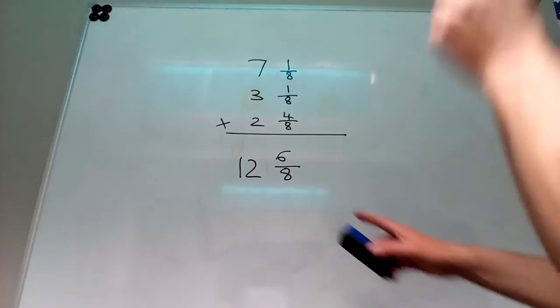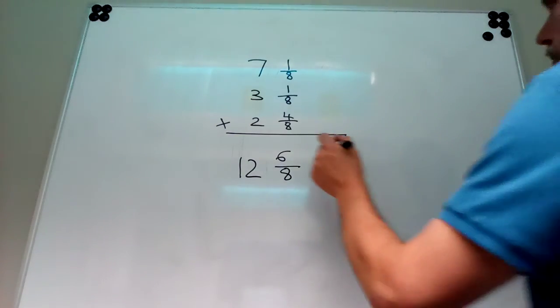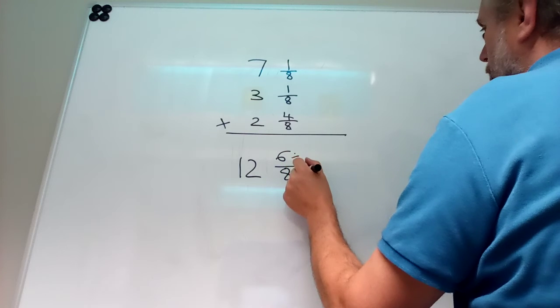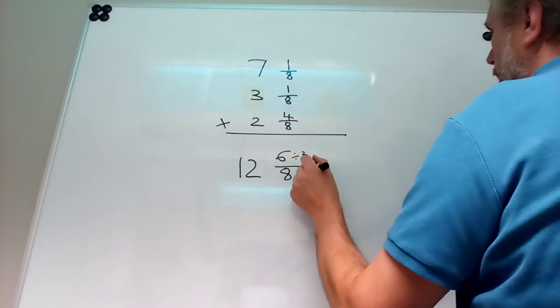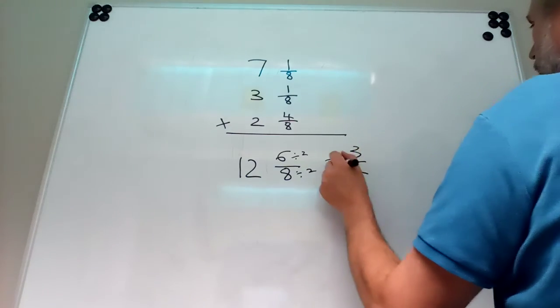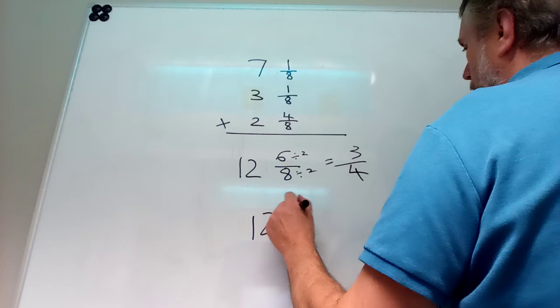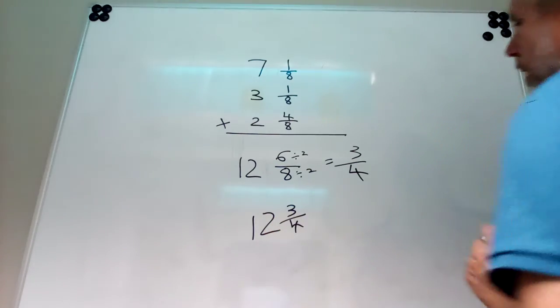Well, if you remember a while ago, our 6/8 reduced to 3/4, but if you don't remember that, you can divide the top and the bottom by 2, because they're both even numbers, and that gives you 3/4. 6 divided by 2 is 3, 8 divided by 2 is 4, it's the same thing we had a while ago. 12 and 3/4 would be the answer to that problem.